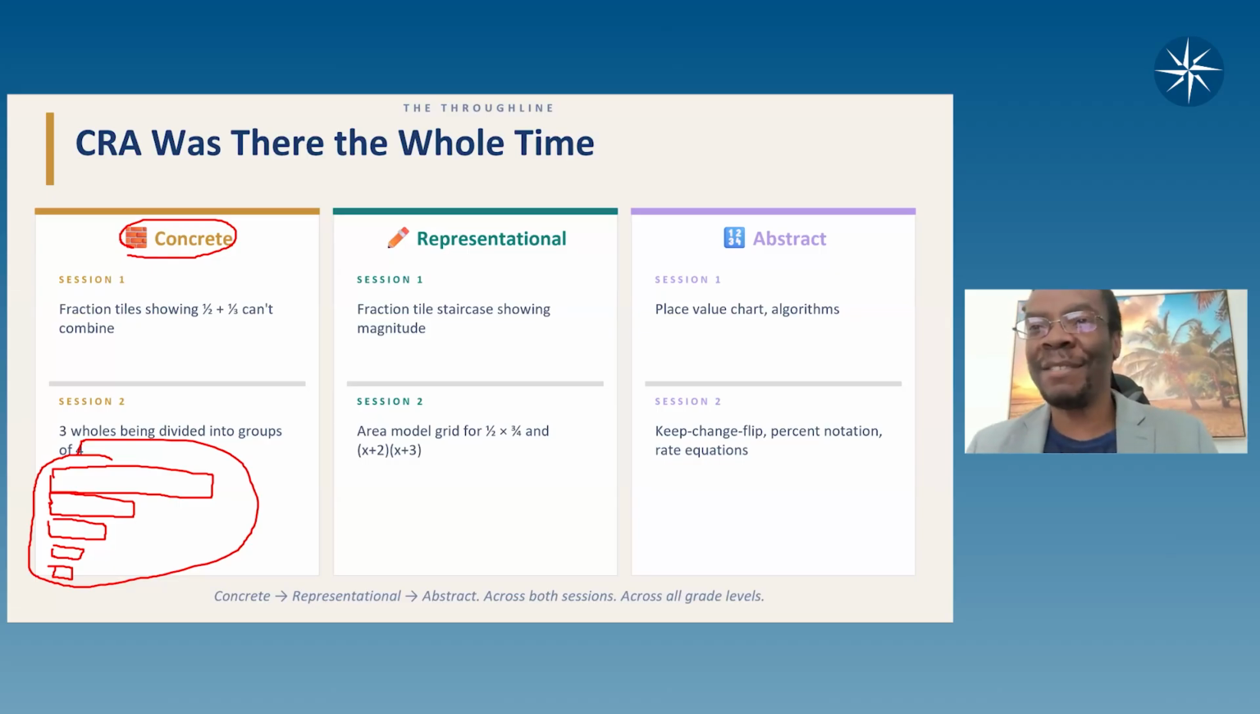Sorry about that. I didn't even realize that I had the word staircase in there.